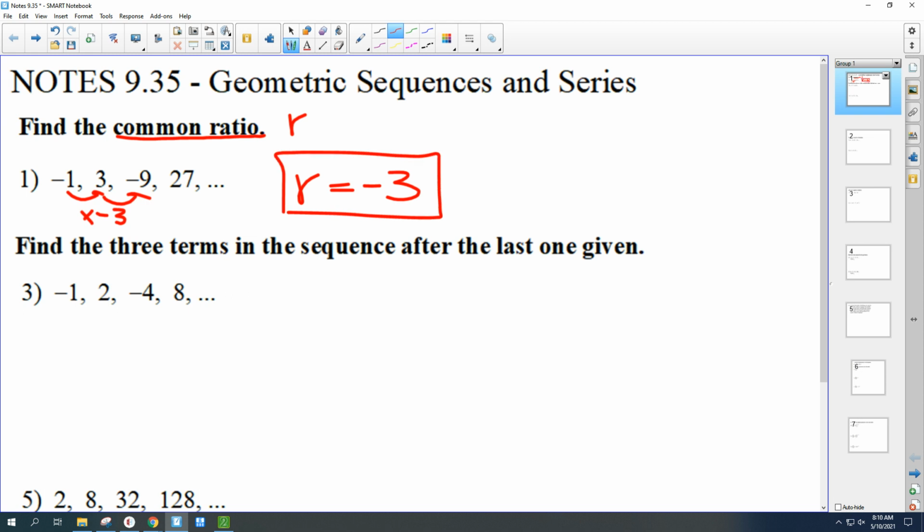Find the 3 terms in the sequence after the last one given. This is geometric. Geometric means we're going to multiply. That means there's a common ratio. I think the hard part for this question is just figuring out what we're multiplying by. And it looks like we are times -2. So each term, the next term, times -2, times -2, times -2. We look at this term of 8, times -2 is -16, times -2 is +32, times -2 is -64. That's your next 3 terms.